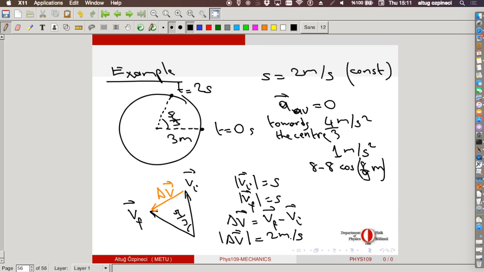Now the acceleration has two properties. We have to determine its direction and also its magnitude. The average acceleration was defined as delta v over delta t. So the magnitude of the average acceleration is equal to the magnitude of delta v, which we just said is 2 meters per second. Delta t is 2 seconds, so it is 1 meter per second squared.